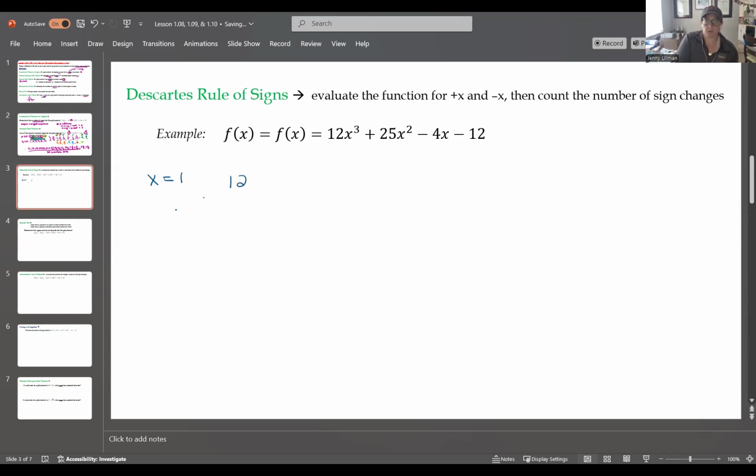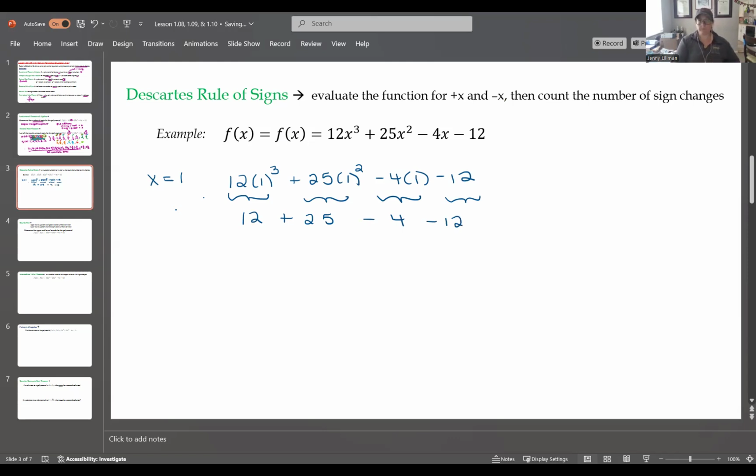So this would become 12 times 1 cubed, 25 times 1 squared. Now, I'm not going to figure out what this equals. I'm just going to figure out each piece. So 1 cubed is 1, times 12 would give me 12. 1 squared is 1, times 25 will give me 25. Negative 4 times 1 is negative 4, and then negative 12.